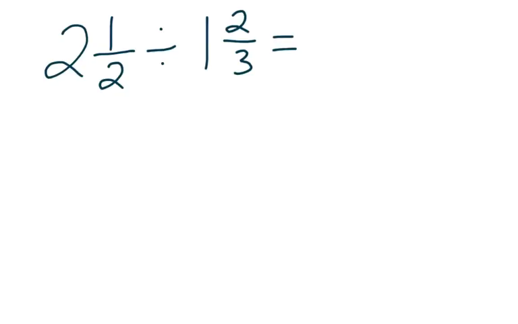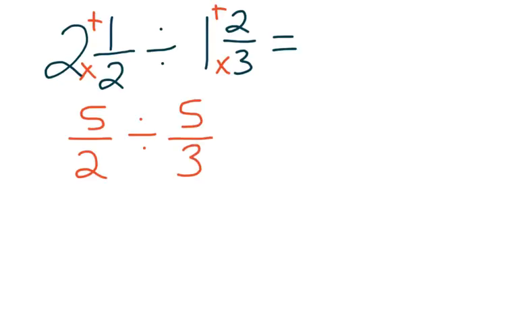We have 2½ divided by 1 2/3. So we are going to change our mixed numbers into improper fractions by doing bottom times the side plus the top, bottom times the side plus the top. 2 times 2 is 4, plus 1 is 5. So 5 halves divided by 3 times 1 is 3, plus 2 is 5. So 5 halves divided by 5 thirds.